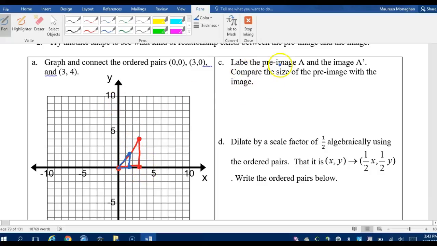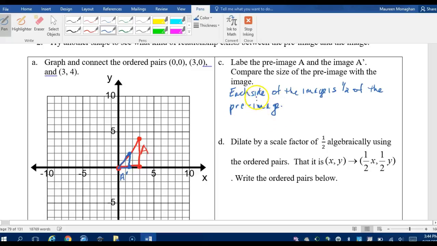So label the pre-image A and the image A prime. So the pre-image is A, and that's my red one. So this guy is A. The image is A prime. Okay, compare the size of the pre-image with the image. So each side of the image is half of the pre-image.